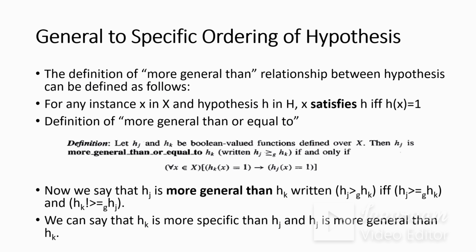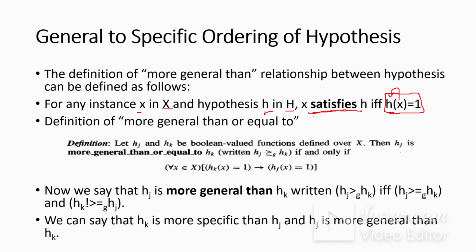To understand the more general than relationship, we need to understand a few prerequisites. First, we need to understand what we mean by satisfies. For any instance small x in capital X and hypothesis small h in capital H, we say x satisfies h if and only if h of x is equal to 1. What we mean by h of x equal to 1 is that the instance x properly fits into the hypothesis h, or the instance x is part of the space that is covered by the hypothesis.